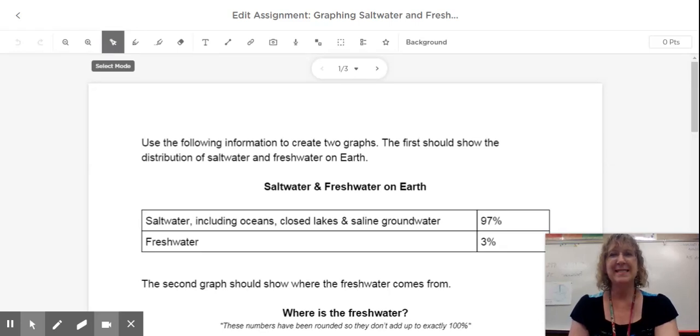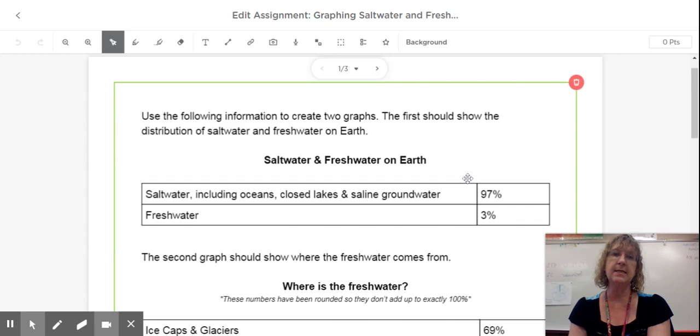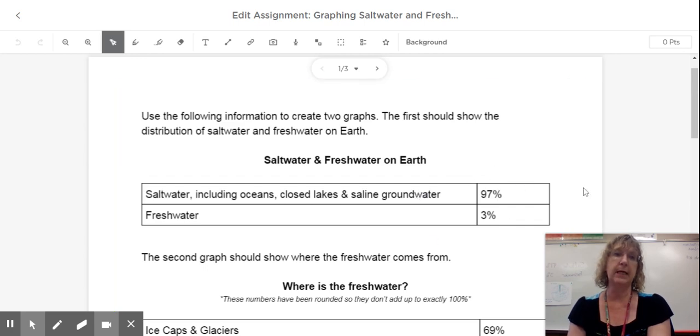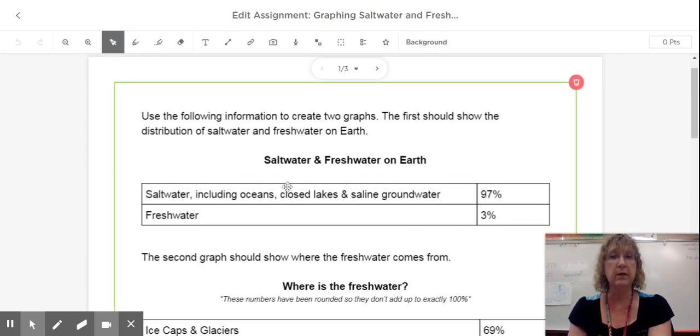Hi, fifth grade. Today we are going to start the last project that we're going to do with the saltwater and freshwater on Earth. We have explored it and now we're going to graph it. We're actually going to make two graphs, but the first one you're going to do is just the 97% and 3%. Okay? We discovered that there's 97% saltwater on the Earth, right?